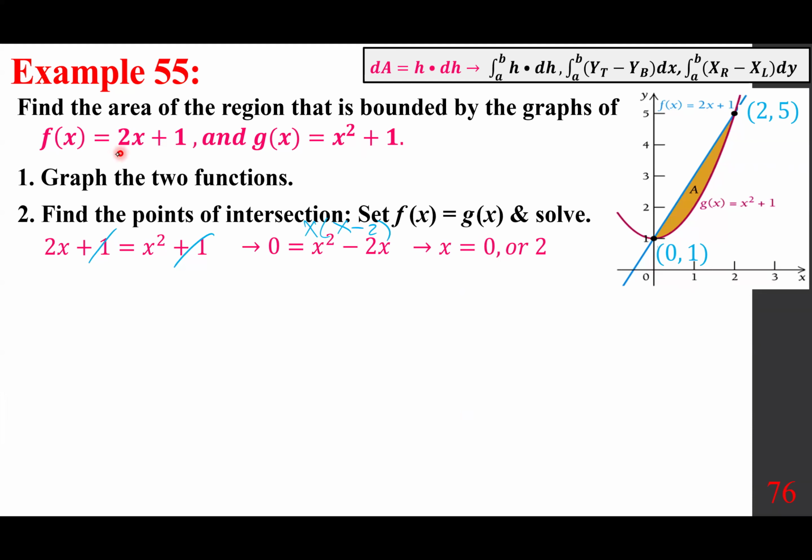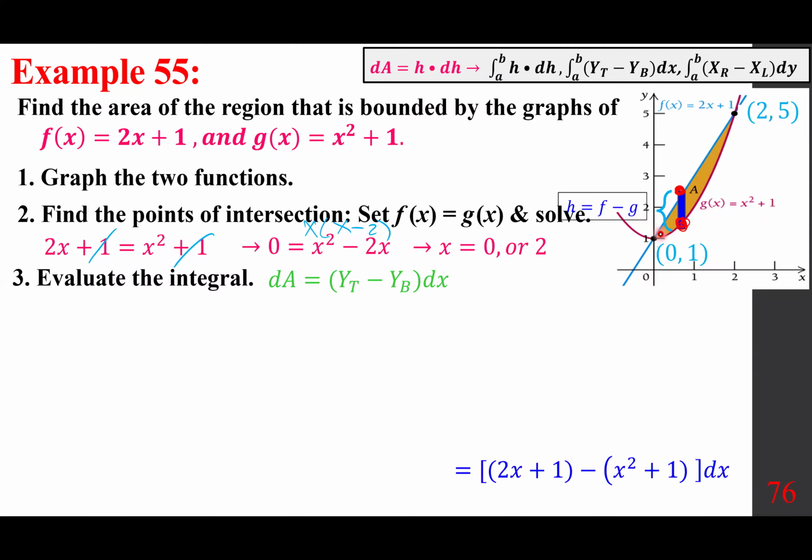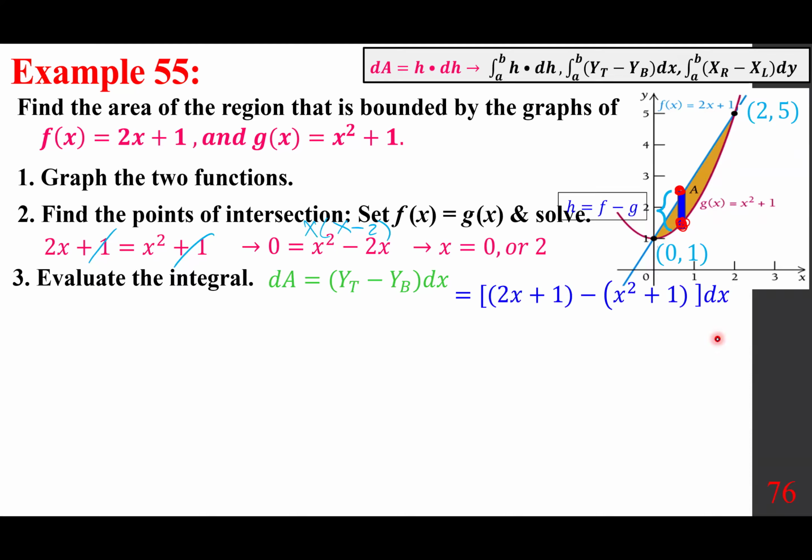Now we want to evaluate the integral, but we have to know an increment of an area. And here's the increment from the bottom to top. The top comes from the line, which is y equals 2x plus 1. And the bottom comes from the curve, which is x squared plus 1. And so dA is y of the top minus y of the bottom times dx, because this width is dx. It moves along the x-axis. So the top, 2x plus 1 minus the bottom, x squared plus 1 dx. So that's f minus g. And that's the y of the top minus y of the bottom.